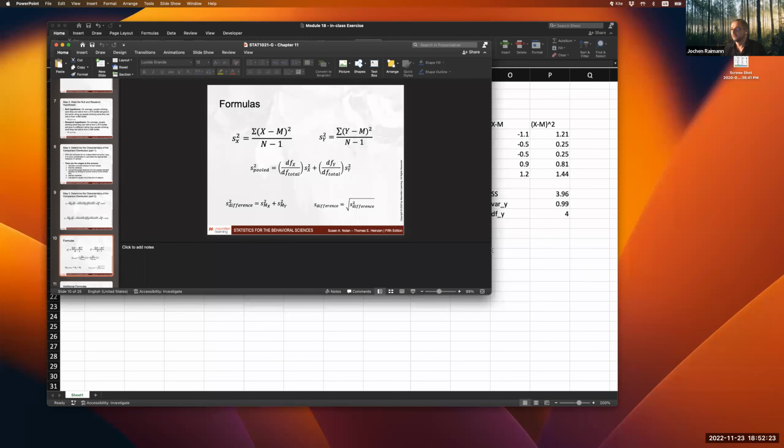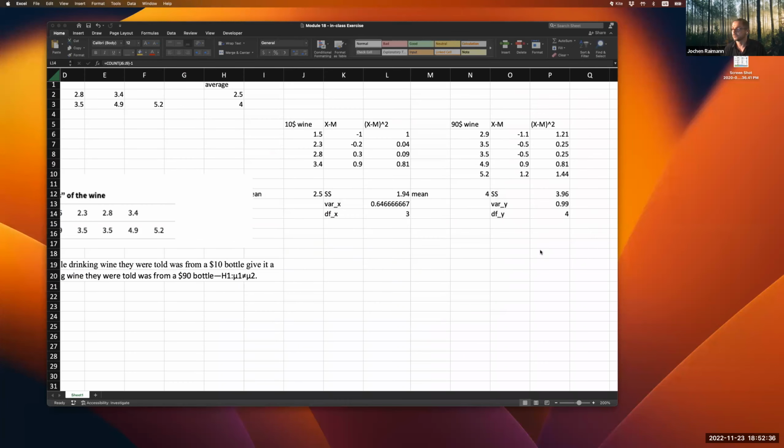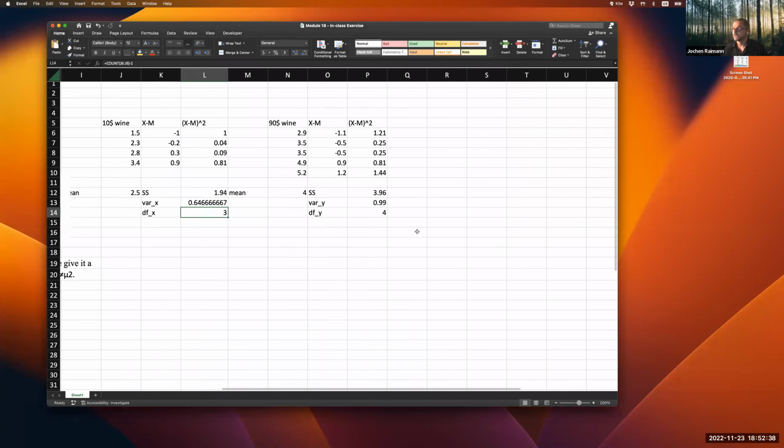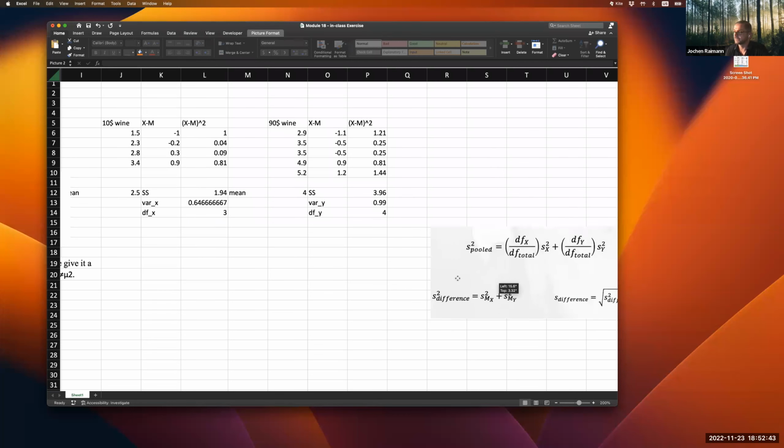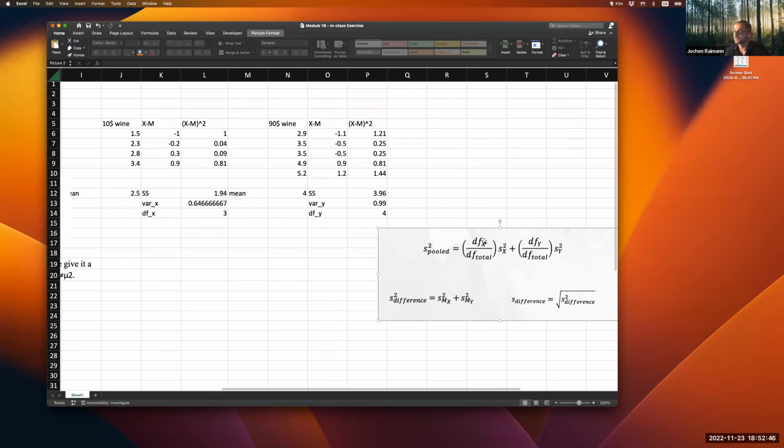What does this mean? Okay, let's copy this over, and let's do this in Excel. It's just easier to show these things in Excel because it's hands-on. I strongly believe in that when it comes to statistics. So, okay, we want a pooled variance now. Our pooled variance is calculated as the degrees of freedom multiplied by the variance of the respective groups. Degrees of freedom of Y as a proportion of the total degrees of freedom multiplied by the variance of Y.